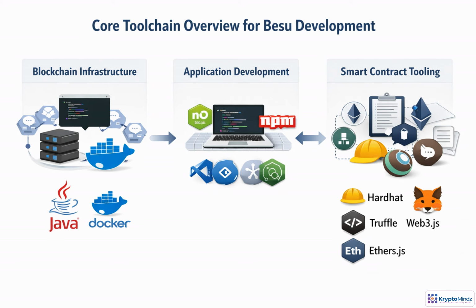The Besu toolchain has three main layers. At the node layer, Java runs Besu directly, while Docker supports repeatable containerized networks. At the application layer, Node.js and NPM support the JavaScript tools developers use every day. At the smart contract layer, Hardhat, Truffle, Web3.js, and Ethers.js help compile, deploy, test, and interact with contracts. MetaMask and your editor round out the workflow with accounts, signing, debugging, and productivity support.